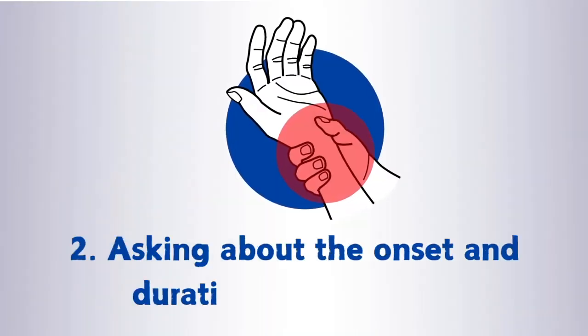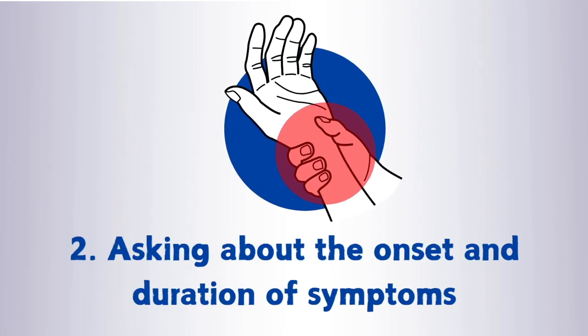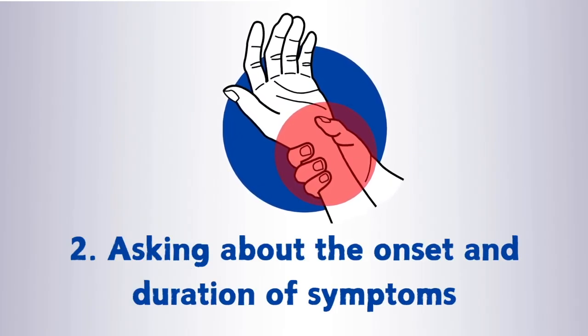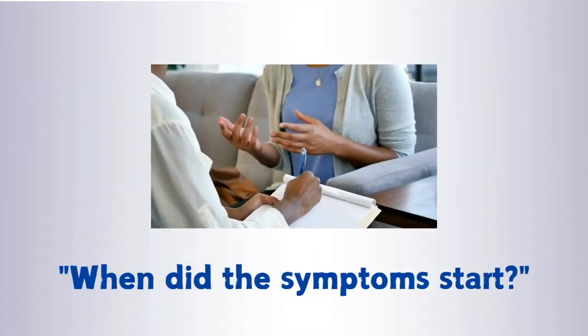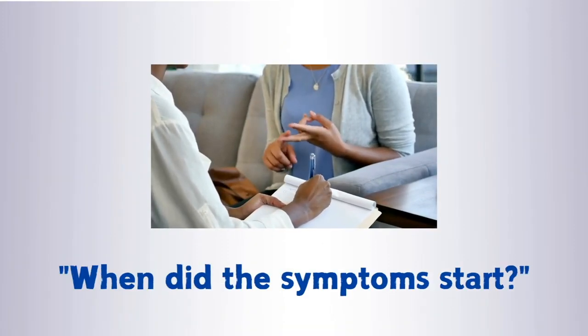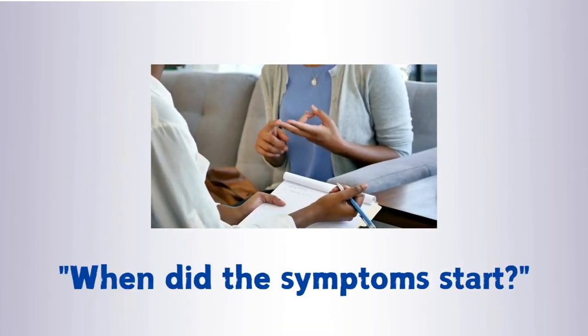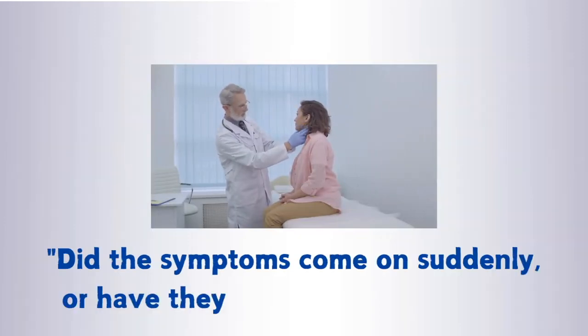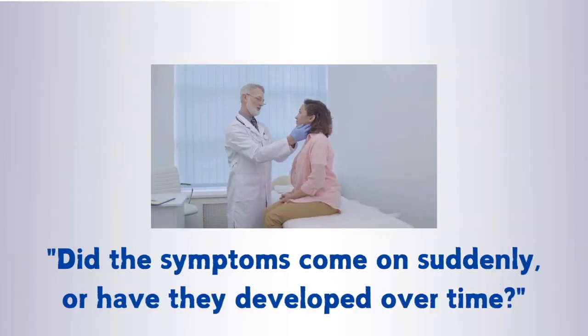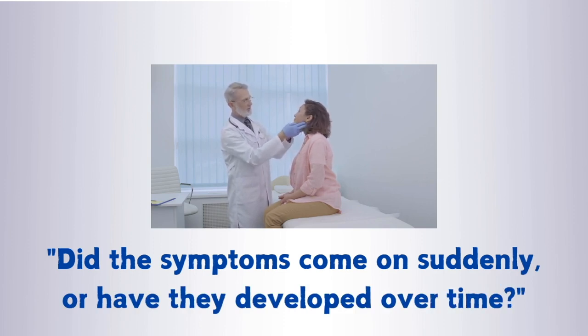Next, it's important to gather more information about when the symptoms began and how long they've lasted. Here are some useful phrases. When did the symptoms start? This is a direct way to ask when the patient first experienced the issue. Did the symptoms come on suddenly, or have they developed over time? This helps determine whether the issue is active or chronic.